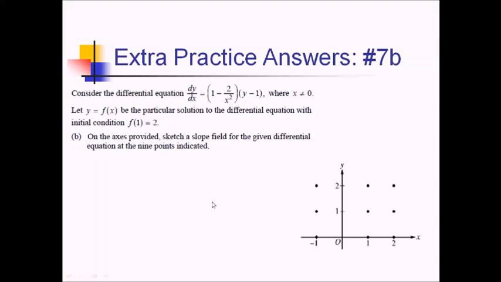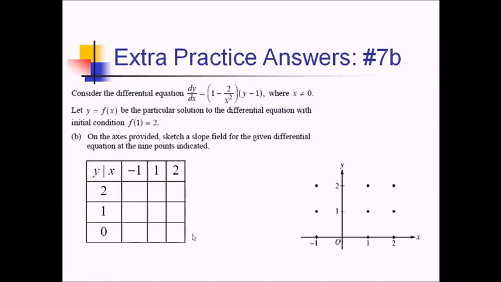On this part of the problem, they want us to sketch the slope field for this thing, which is going to be kind of crazy. So let me make a chart, a table first. I need the x values -1, +1, and 2. They don't really care about 0. And you can see why, because if you plug 0 in for x, you're going to get undefined for part of this. We also want the y values going from 0 to 2.